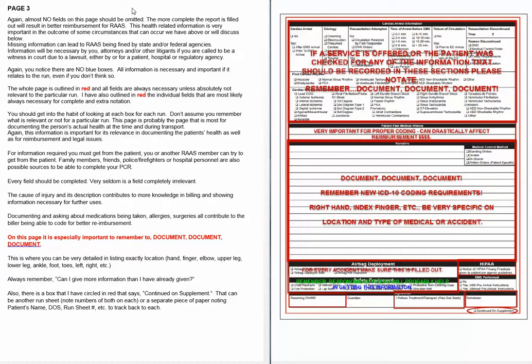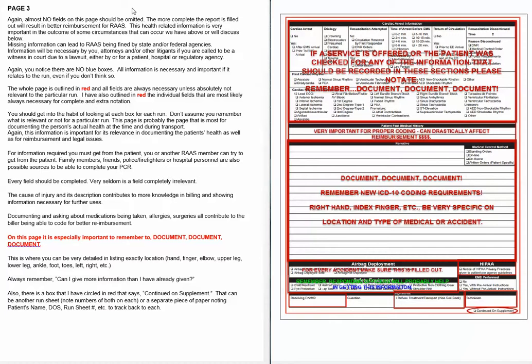Missing information can lead to RAS being fined by state and or federal agencies. Information will be necessary by you, attorneys, and or other litigants if you are called to be a witness in a court case due to a lawsuit, either by or for a patient, hospital, or regulatory agency. Again, you notice there are no blue boxes. All information is necessary and important if it relates to the run, even if you don't think so.